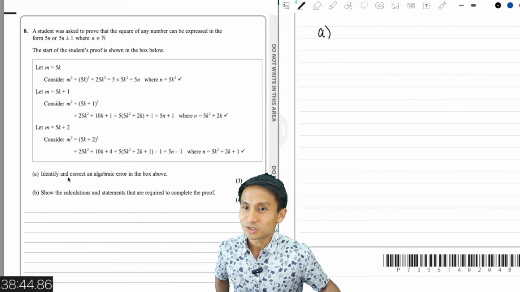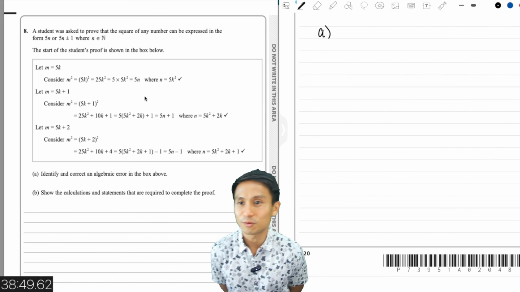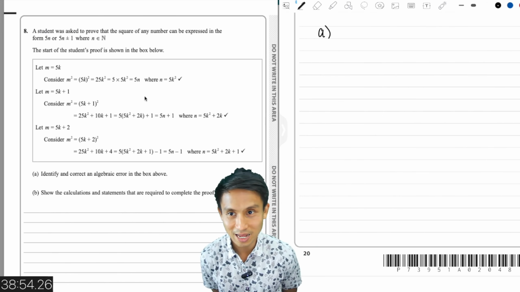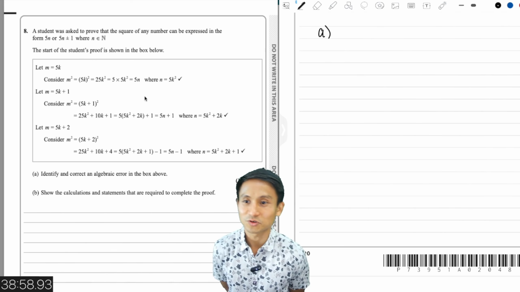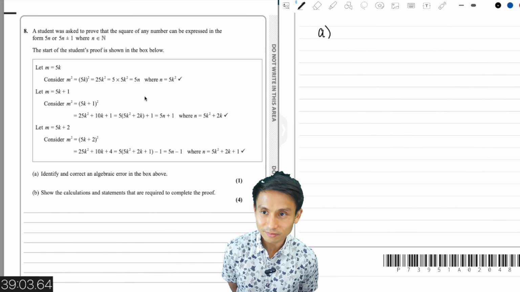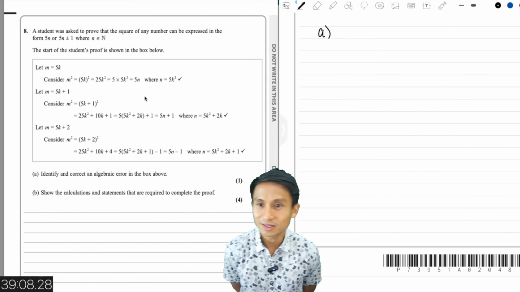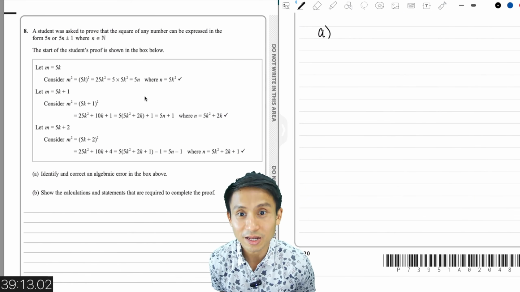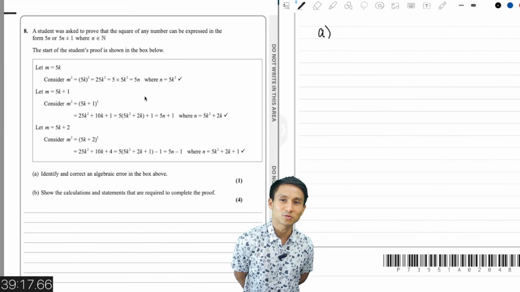number 8. A student was asked to prove that the square of any number can be expressed in the form 5n or 5n plus or minus 1, where n is a natural number. So that special n character there is depicting natural number. The start of a student's proof is shown in the box below. Let m equals 5k. Consider, yeah, okay, so we have the square of any number can be expressed in the form 5n or 5n plus or minus 1.